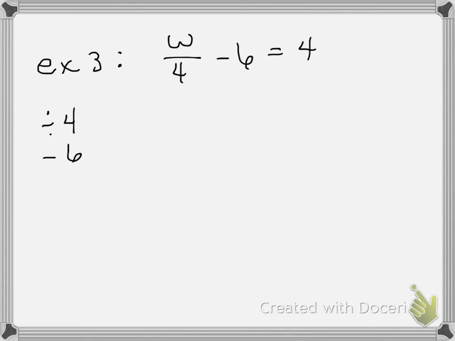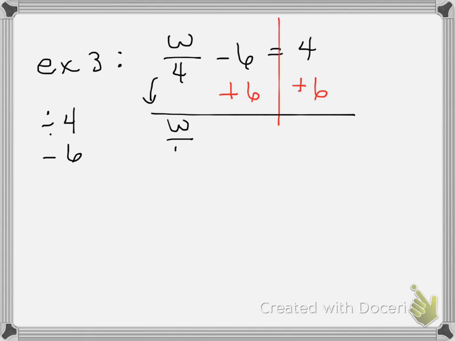What do we always get rid of first? Add and subtract. So we're going to look at our add and subtract and do the opposite. So we got a minus 6, so the opposite of minus 6 is a plus 6. And we're going to do that to both sides. We're going to bring down our w divided by 4. Negative 6 and a plus 6, that's a zero pair, so we can cross those out. And 4 plus 6 is 10. All right, that's the first step.